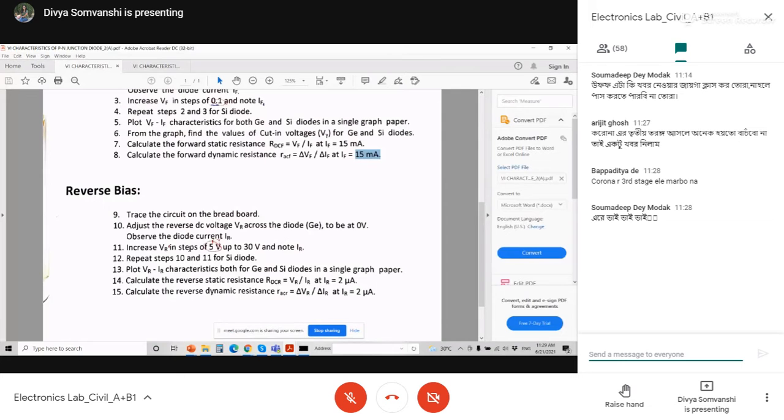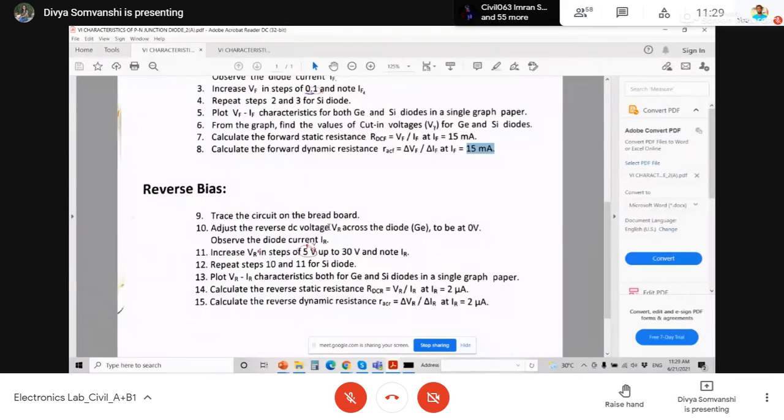So again we have to trace the circuit on the breadboard. Basically, we have to change the battery terminal. Our circuit is already on the breadboard. And again, we have to make sure that across the voltmeter we have 0, which means there is no current flowing in the circuit. Then in the reverse bias, we have to increase in steps of 5 volt up to 30 volt, and then note the IR, meaning reverse current.